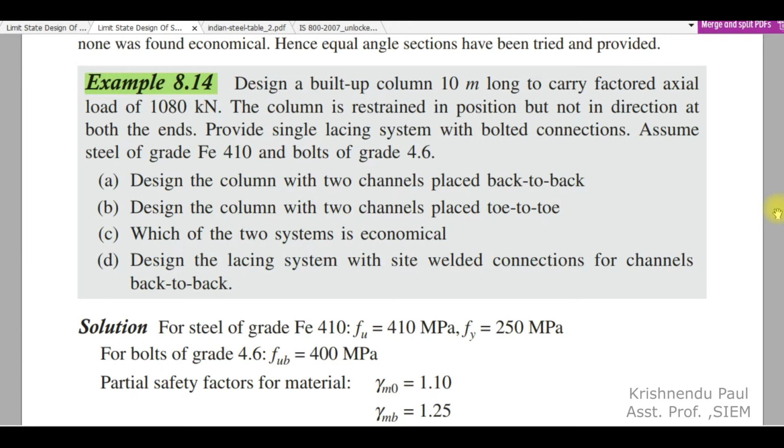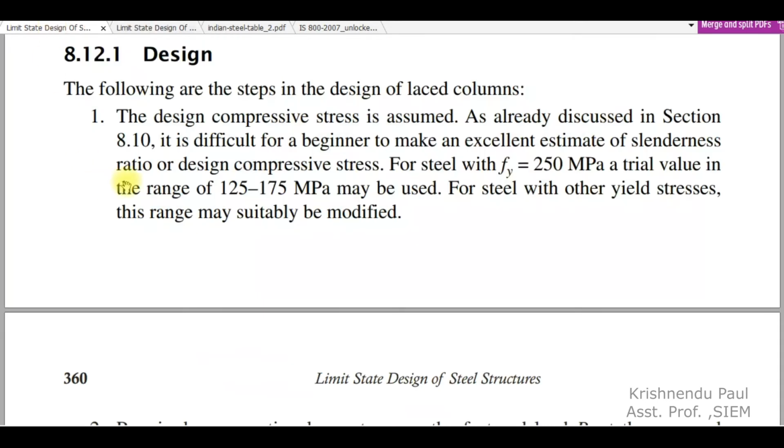Okay, so we'll try to solve one by one. First is, and this is very important, question number A: design the column with two channels placed back to back. So to solve this numerical, we will go with the design steps which were discussed in my previous video lecture. The first step is to assume some trial value of design compressive stress for Fe 250 MPa. It should be around 125 to 175 MPa. Okay, so let us see.